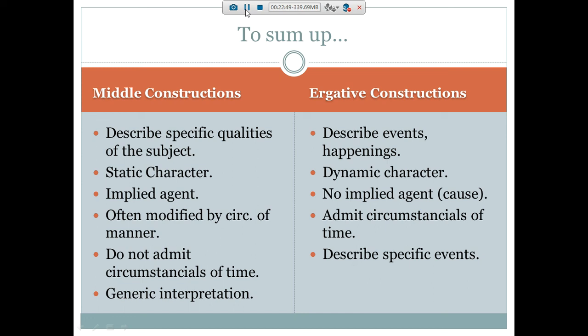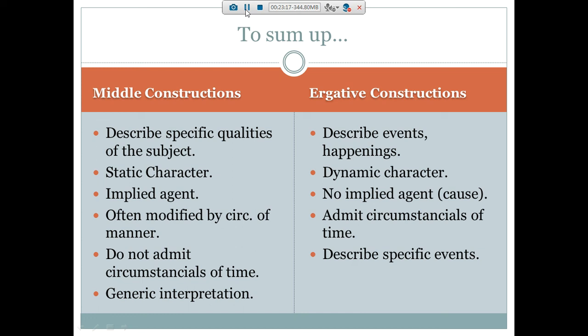This implies that the verb tenses used in the case of middle constructions are usually non-progressive tenses, present tenses, while ergative constructions can be expressed in any tense. There's an implied agent in the case of middle constructions. In the case of ergative constructions, there's no implied agent. There's an external cause. Middle constructions are often modified by circumstantials of manner.